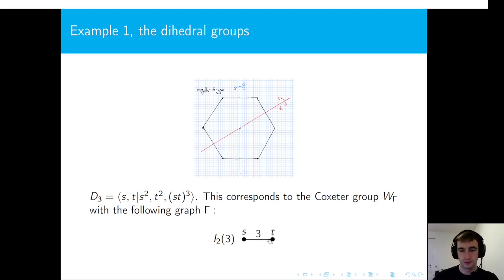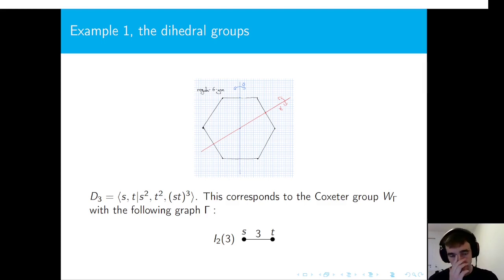We have two vertices, which I've labeled S and T, and then there's an edge labeled 3 here. And similarly, if you don't have a 6-gon but a 2n-gon, then you end up with the dihedral group Dn, and this has essentially the same presentation, but the 3 is replaced by an n, and this edge label is also replaced by an n. And this also works for the infinite dihedral group.